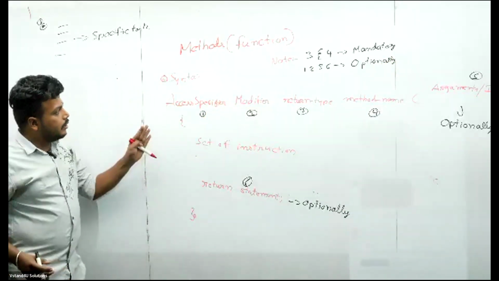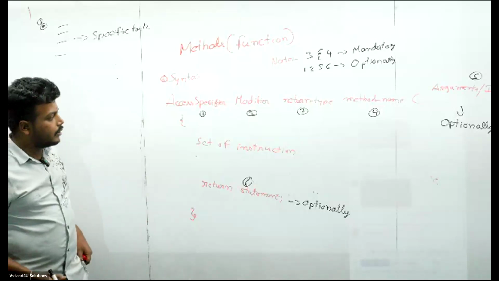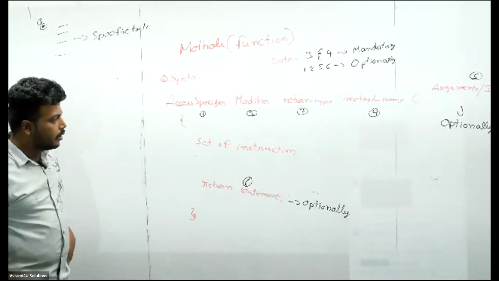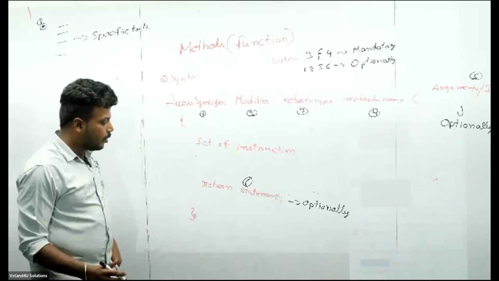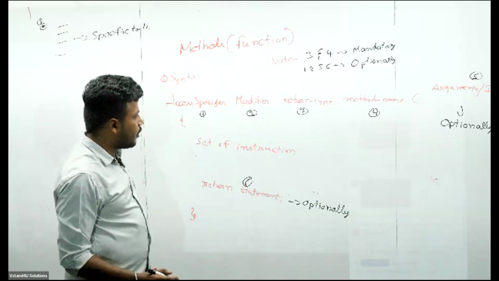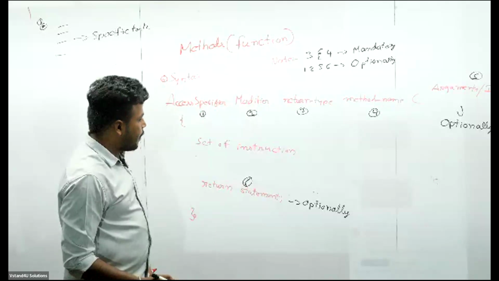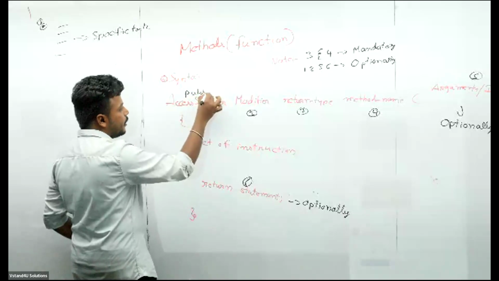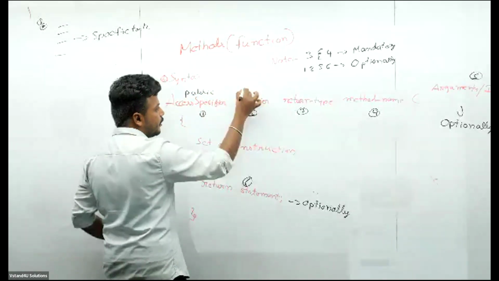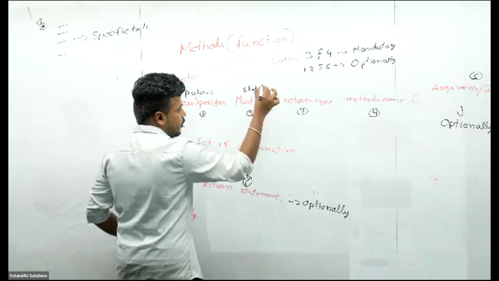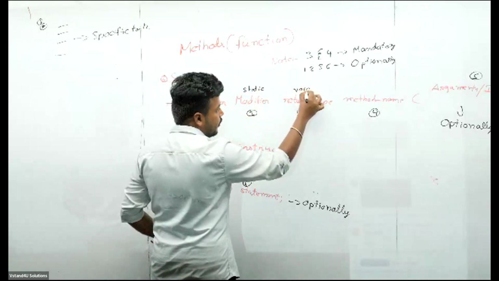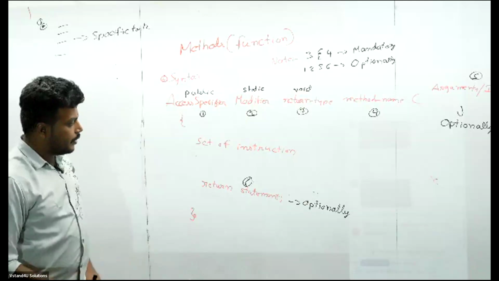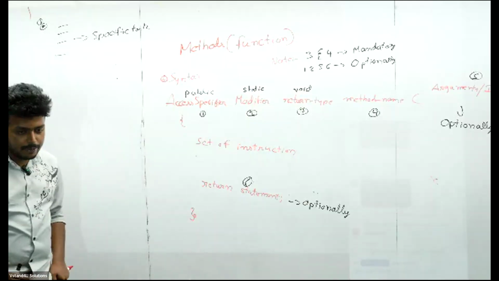Okay. Now, this is the basic syntax for the methods. Only 3 and 4 are very important. Remaining all are optional. Like I will take as an example: access specifier public, modifier static, return type void, and then the name. I will teach you an example. These are the basic syntax for the methods.